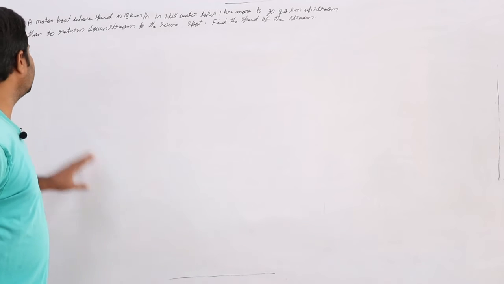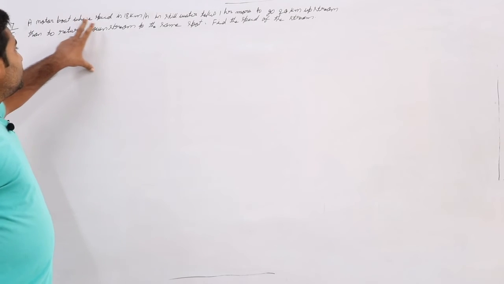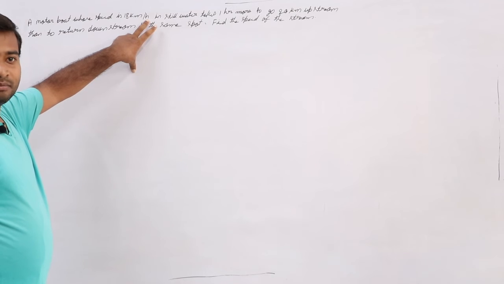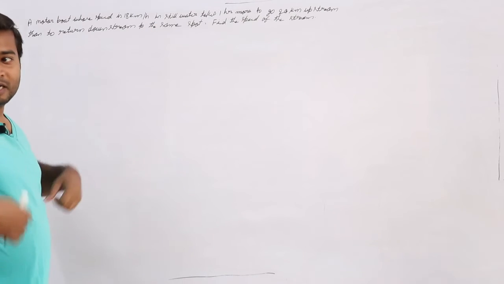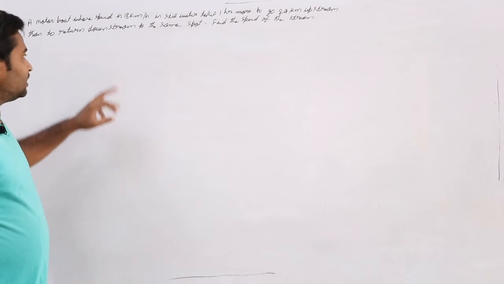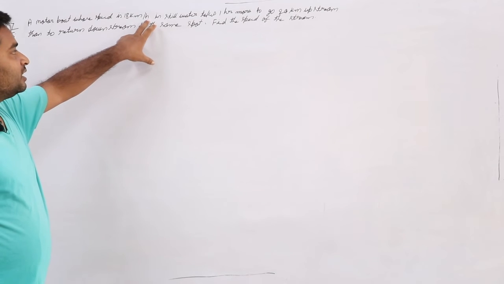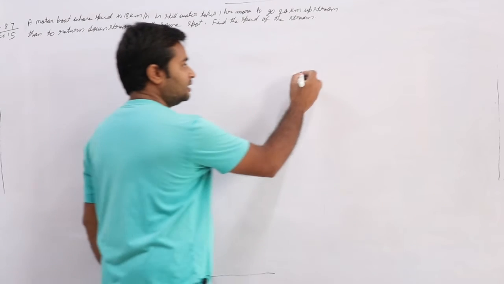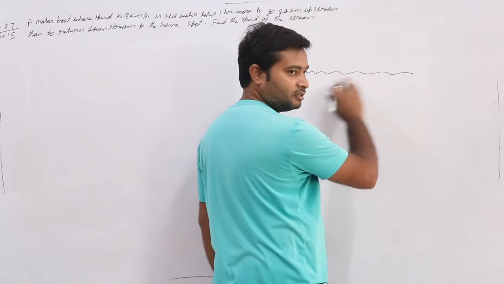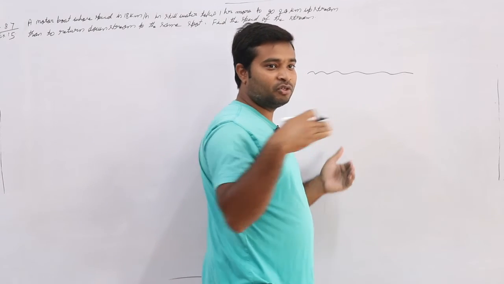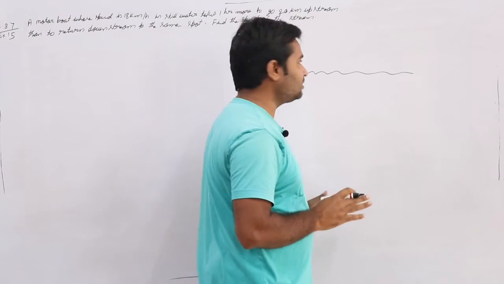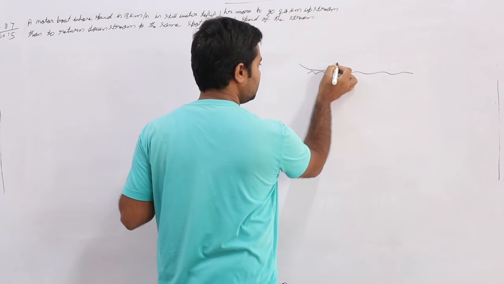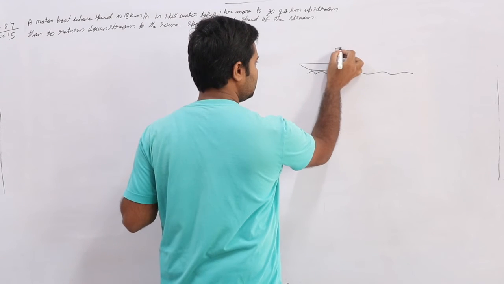See this. What is it saying? A motor boat whose speed is 18 km per hour. A motor boat means something that moves in water. Speed is 18 kilometer per hour in still water. Still water means calm, like the wave is not going this side and not going this side. Correct. What is the speed? 18 kilometer per hour in still water.